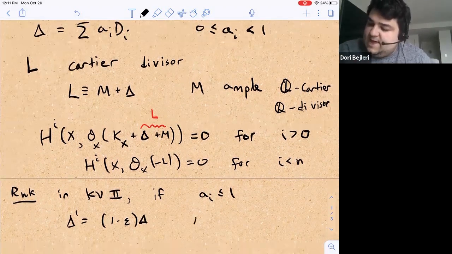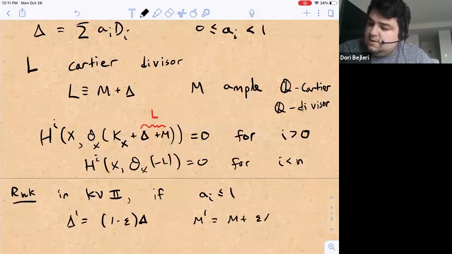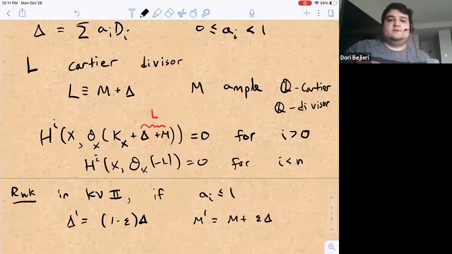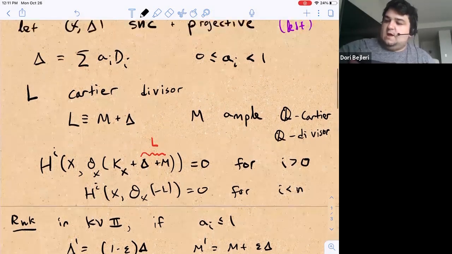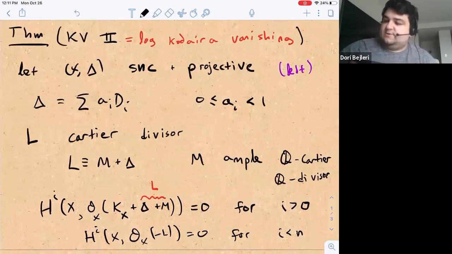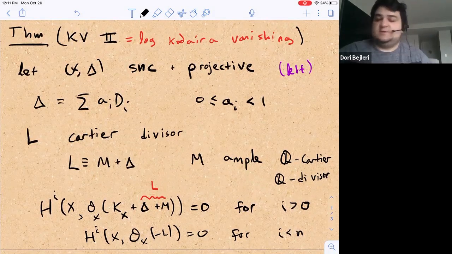And we can replace M with M' equals M plus epsilon Δ. And now for small epsilon, this is still ample, because being ample is an open condition. So actually, for KV2, we also get the same conclusion if we allow some of the coefficients to be equal to 1, because it's actually equivalent.